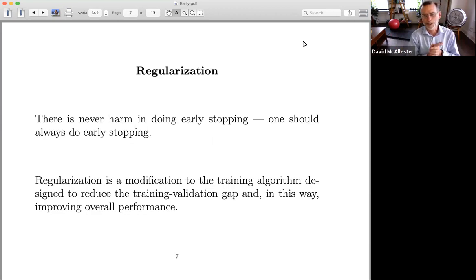You should always do early stopping. There's no reason not to do early stopping. But you might be able to change the learning algorithm so that it's more robust against overfitting. Take overfitting, build a guard against overfitting into the learning algorithm. And the first thing we're going to study as a way of doing that is L2 regularization, also known as shrinkage. And we're going to see why it's called shrinkage.